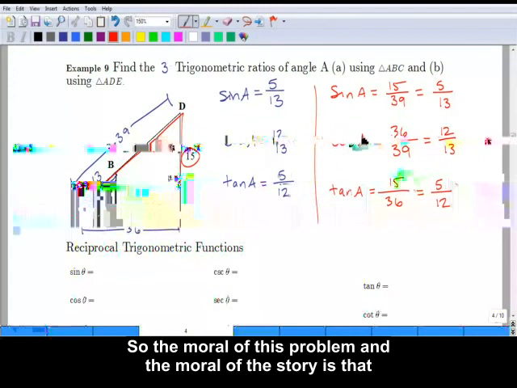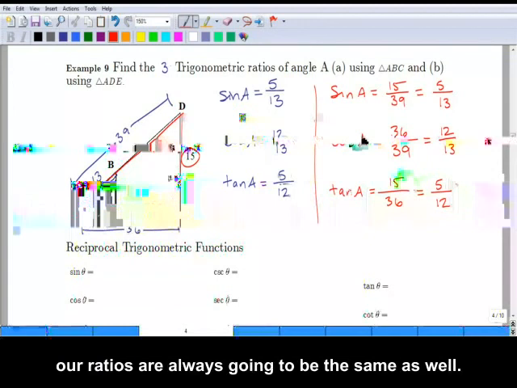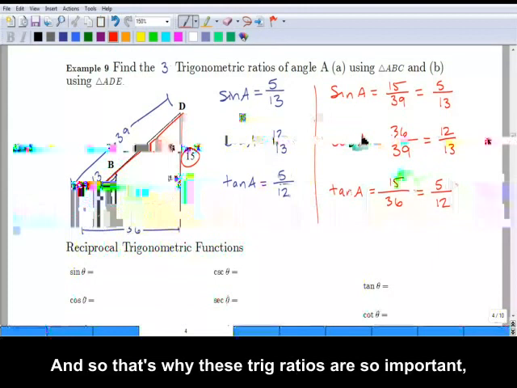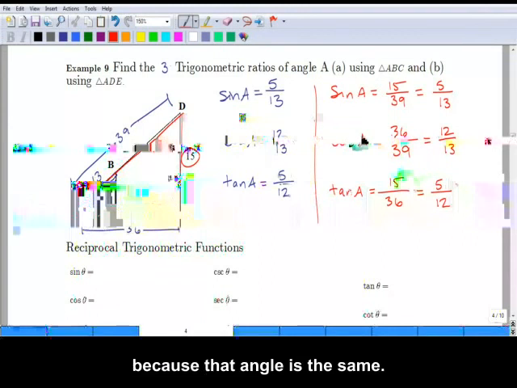So the moral of this problem, the moral of the story, is that no matter how big this triangle gets, because that angle A is the same, our ratios are always going to be the same as well. And so that's why these trig ratios are so important, because they're going to stay the same no matter how big or small the triangle is, because that angle is the same.